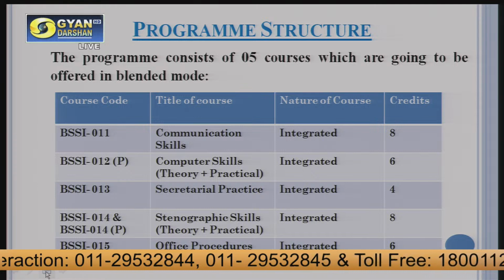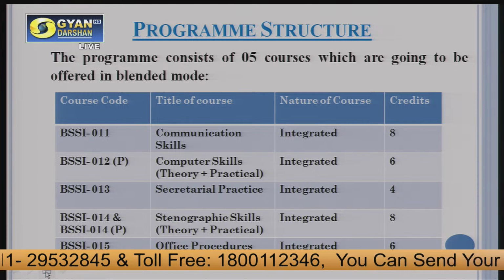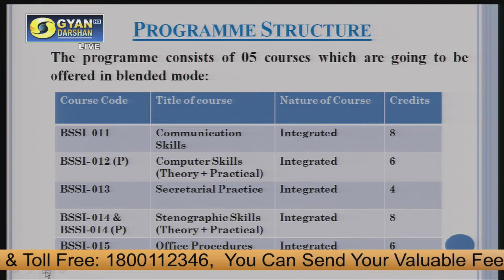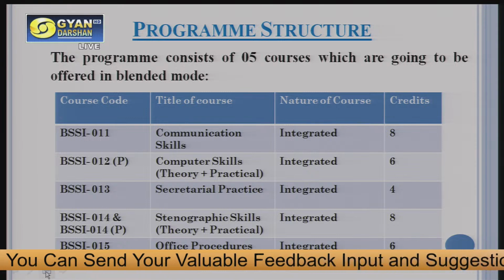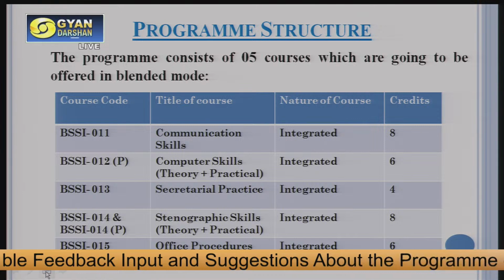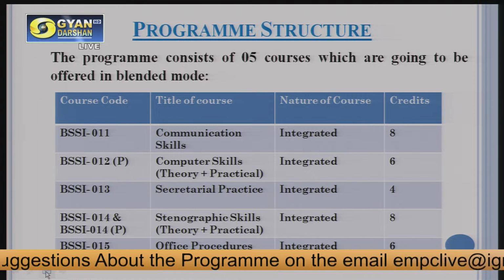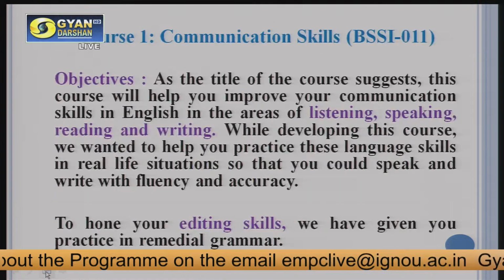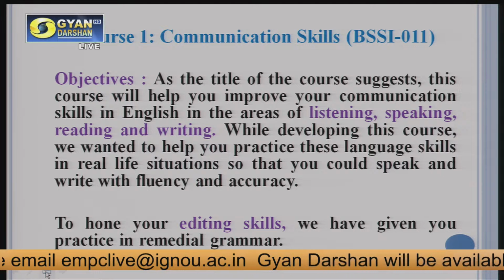The third course is BSSI 013, which is on secretarial practice. This is of 4 credits. The fourth course is BSSI 014, which is stenographic skills. This also has both theory and practical aspects. This is of 8 credits. And the last course is BSSI 015, which is on office procedures. This is of 6 credits. So let's begin by giving you an outline of each of the courses.